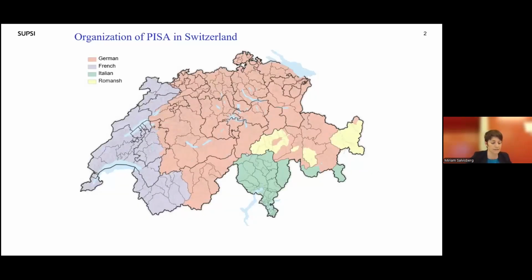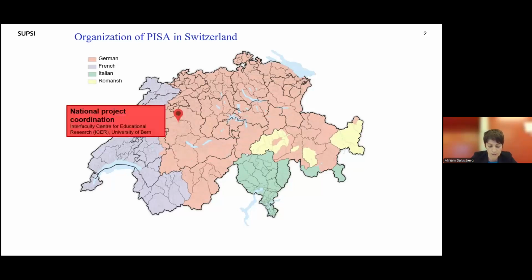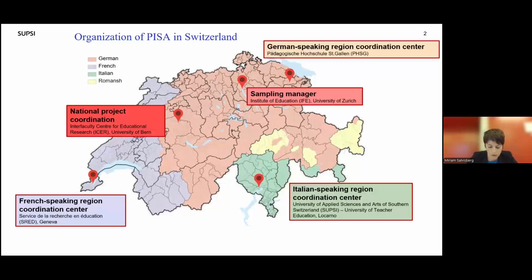Switzerland is a federal state composed of 26 cantons, so PISA is jointly implemented and funded by the federal government and the cantons. Operationally, the University of Bern coordinates the work among one institution responsible for sampling located in Zurich, and 3 regional coordination centers, each as the reference of one of Switzerland's main language areas: orange for German, purple for French, and green for Italian. The Italian-speaking region where we work includes part of the Grison canton and the entire Ticino canton. Our center is in Locarno, a city in the canton Ticino.